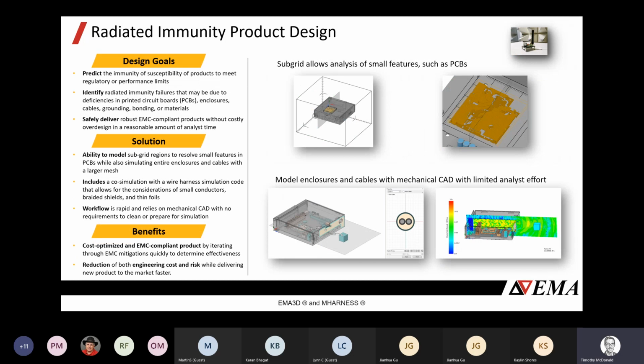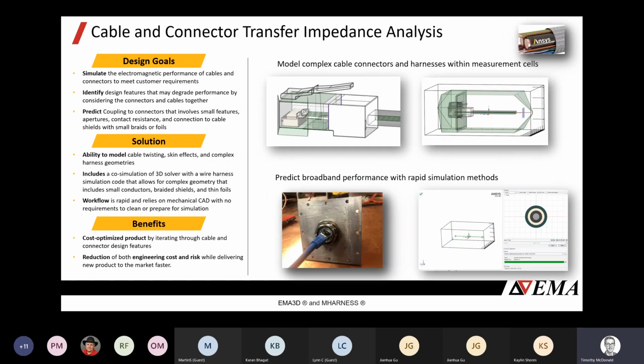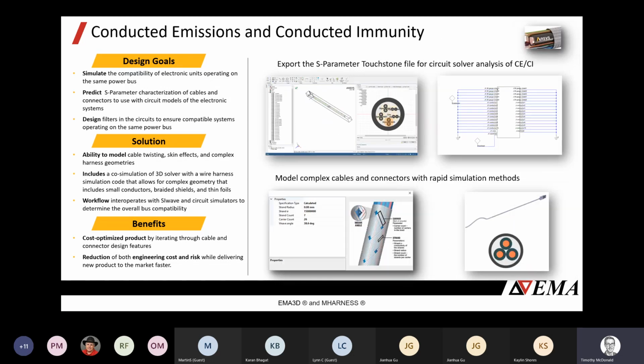Okay, let's talk about radiated immunity. Last year, EMA3D added the ability to do subgrid modeling. This allows us to look at radiated immunity and couple those threats down to PCBs and other very small components. We can do multiple levels of fidelity and handle the susceptibility and immunity effects of an exterior illumination. Finally, we can do cable and connector transfer impedance analysis. So we can model and predict transfer impedance, which is an important metric for cable manufacturers.